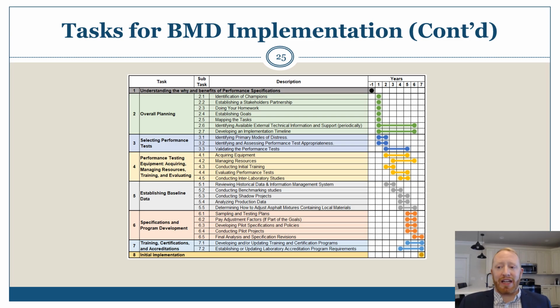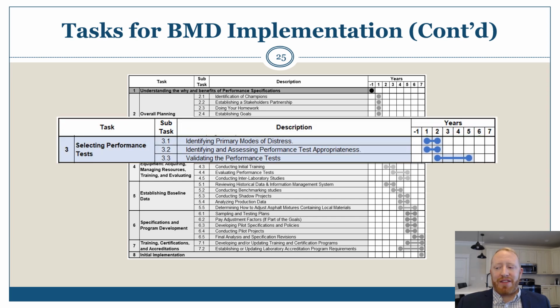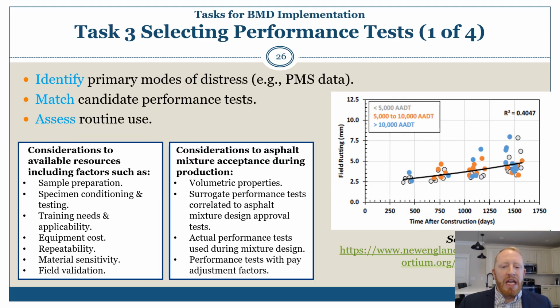Now, let's start getting some stuff done. And that brings in task 3, which is selecting performance tests. And we have 3 subtasks here that we talk about. Now, task 3 can take a long time. We have some very important things to think about in task 3. First one is, what distresses am I worried about?